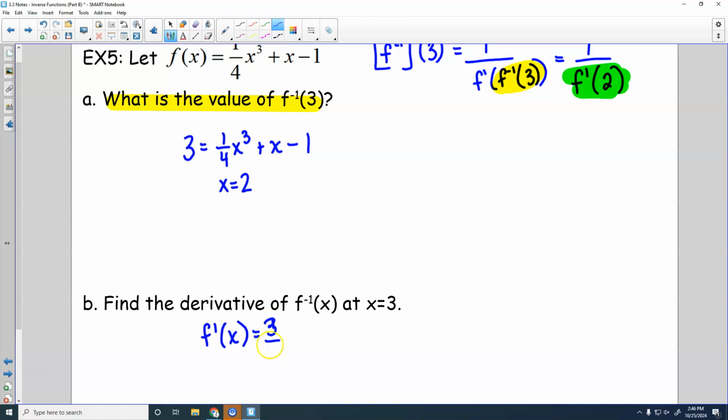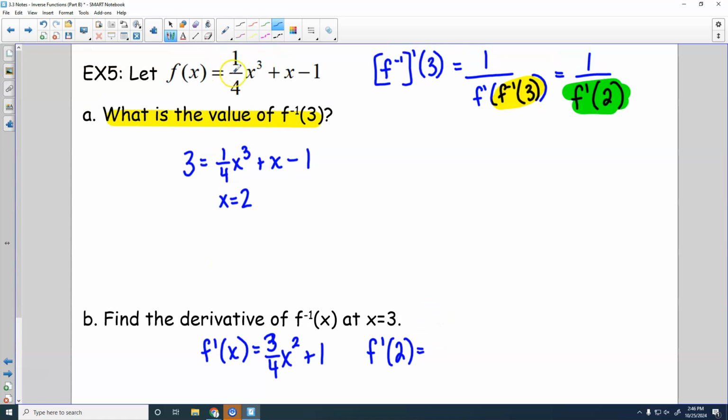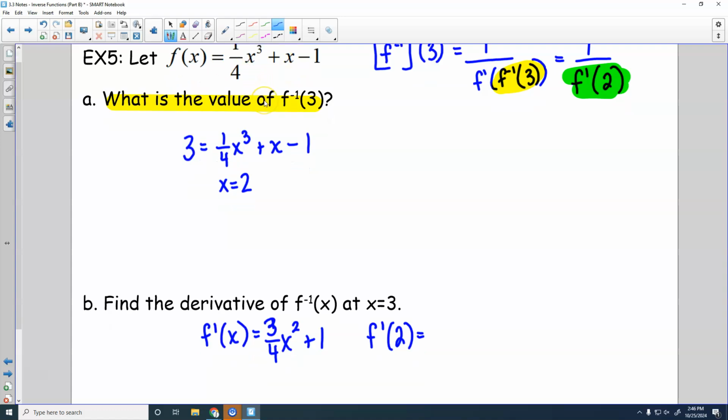3/4 x squared plus 1. And if I want to find F prime of 2, the 3 times the 1/4 here, right? You're just taking the derivative. Just power rule for that.